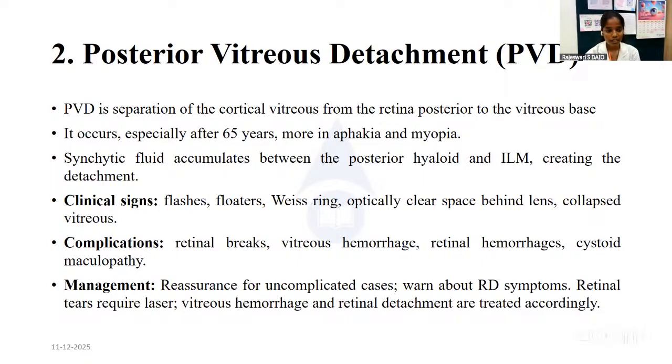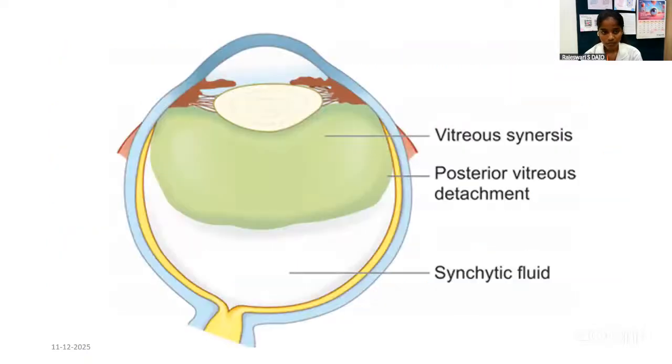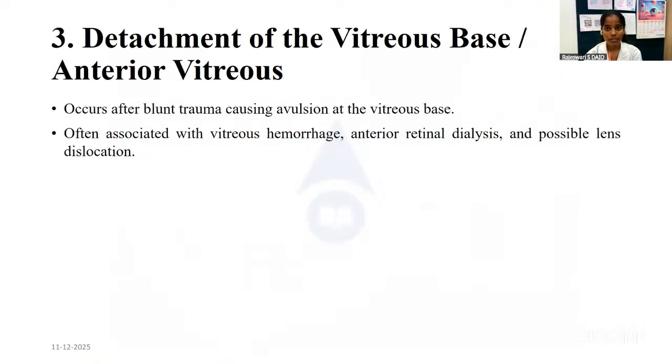Management: reassurance in uncomplicated cases. Warn about retinal detachment symptoms; retinal tears require laser. Vitreous hemorrhage and retinal detachment are treated accordingly. Detachment of the vitreous base, anterior vitreous. It occurs after blunt trauma causing avulsion at the vitreous base, often associated with vitreous hemorrhage, anterior retinal dialysis, and possible lens dislocation.